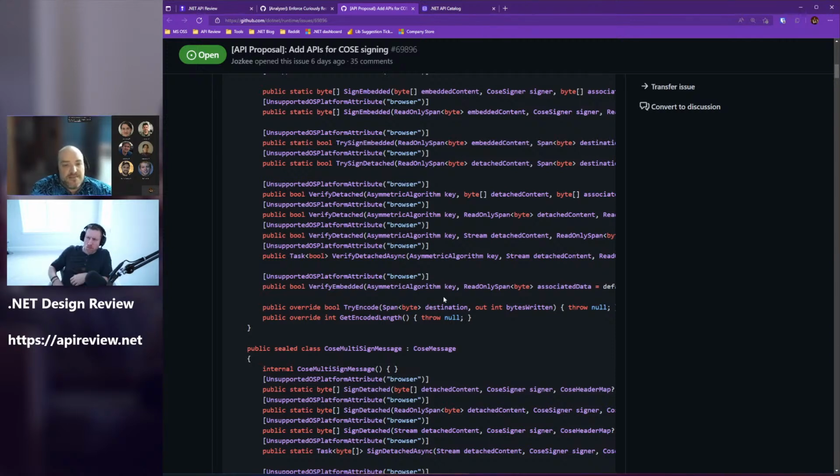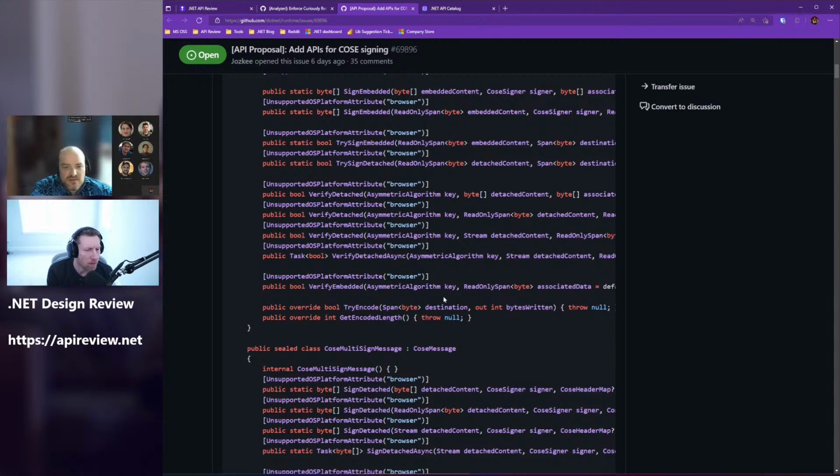And so it's basically take sign and replace it with verify. So byte array, span, stream, and then the async version reading a stream, and then verify embedded. Similarly, it's sign. That should also have a byte array version. It looks like that got lost.